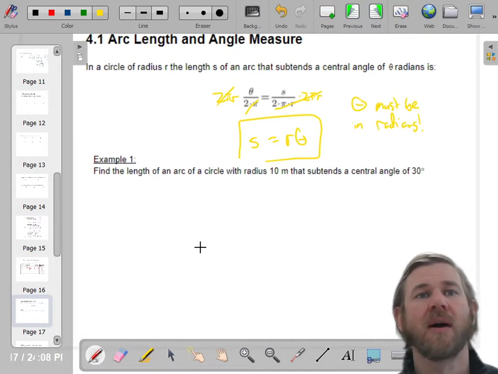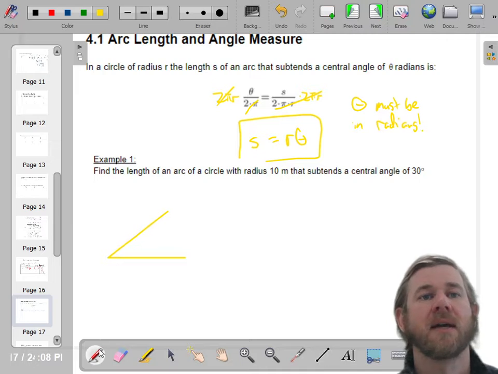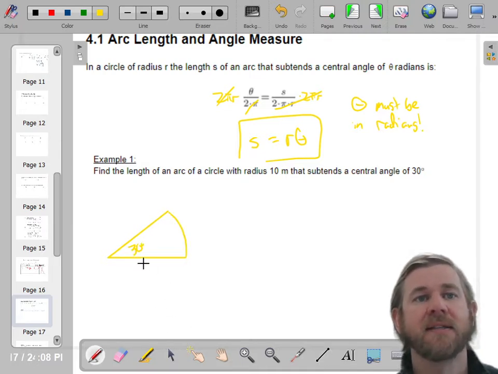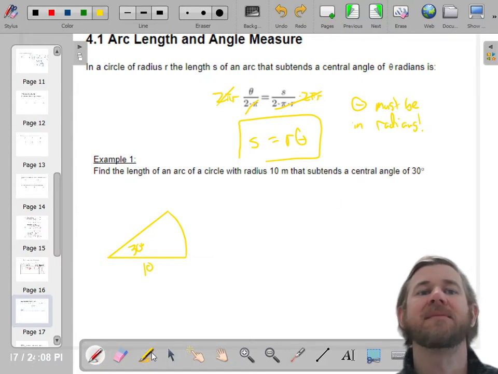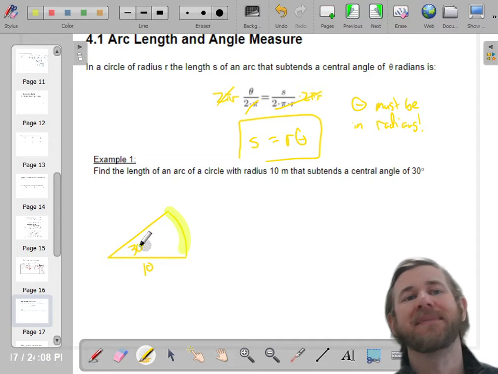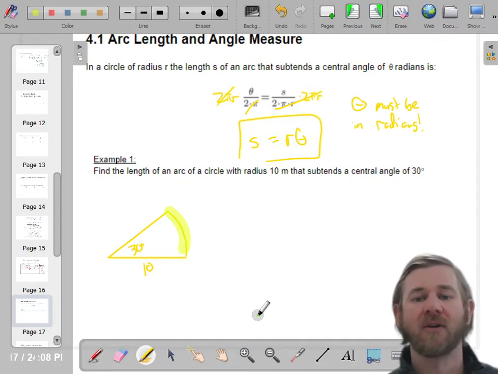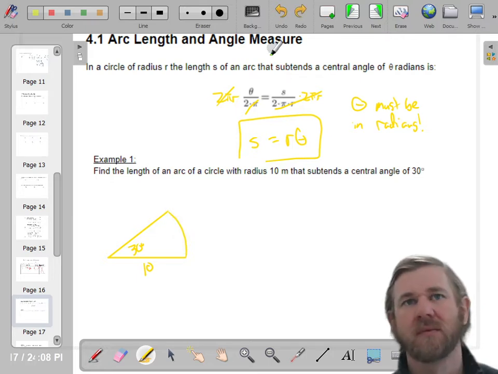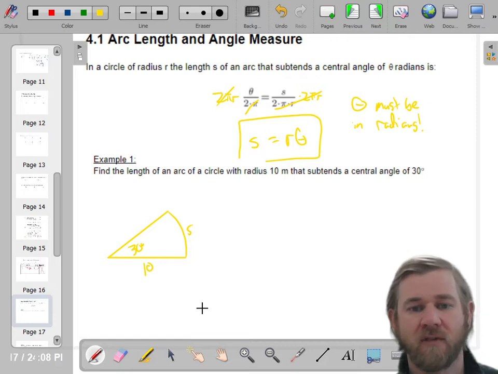So let's kind of draw what we're finding here. The arc of a circle, so I'm just going to draw part of a circle. 30 degrees, like that. Okay, there we go. It's a 30-degree arc. Radius is 10. And we use this word subtends. Subtends means this arc subtends that angle. It's sort of like saying it's formed by the angle opening up. Kind of a way of thinking about it. Subtends the angle. We don't know the arc length though, S. That's what we're trying to figure out.